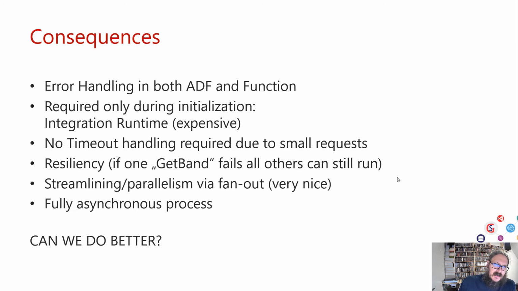And by fanning out, streamlining, and having parallelism and having everything decoupled, I can even say, okay, if all the get band requests fail, but I have somehow persisted my band IDs that I wanted to fetch, I can just queue them again and just run that part of the process again. I can step into every step of the process without making a change to code. I can just step into it if I need to. And so this is a really nice feature of fetching huge amounts of data from an endpoint.